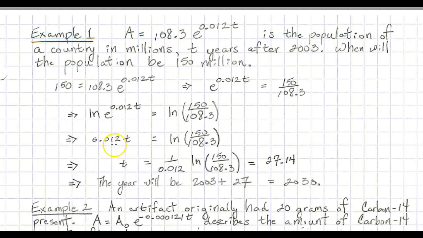How do I solve for t? Divide both sides by 0.012. So this is the exact answer. When you put that into your calculator, you get 27.14. If I round that off to 27 as far as number of years, the year will be 2003 plus 27, because remember time 0 was 2003. So 2003 plus 27, that's 2030.